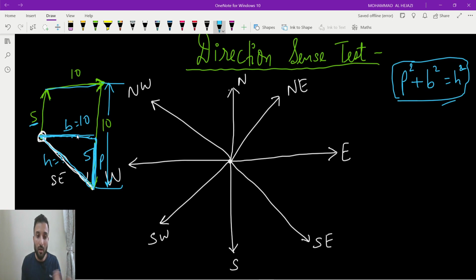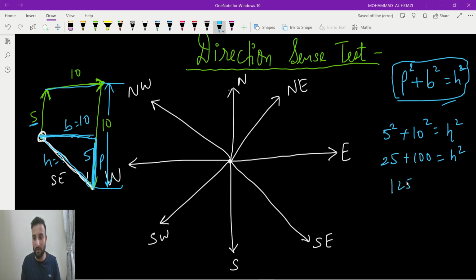Then you can find: the perpendicular is 5, so 5 squared plus the base, which is 10, 10 squared, equals hypotenuse squared. So 5 squared is 25 plus 10 squared is 100 equals h squared. So 100 plus 25 is 125 equals h squared. So h is the square root of 125. Now you can take the calculator and find the square root of 125, and you will get the answer.